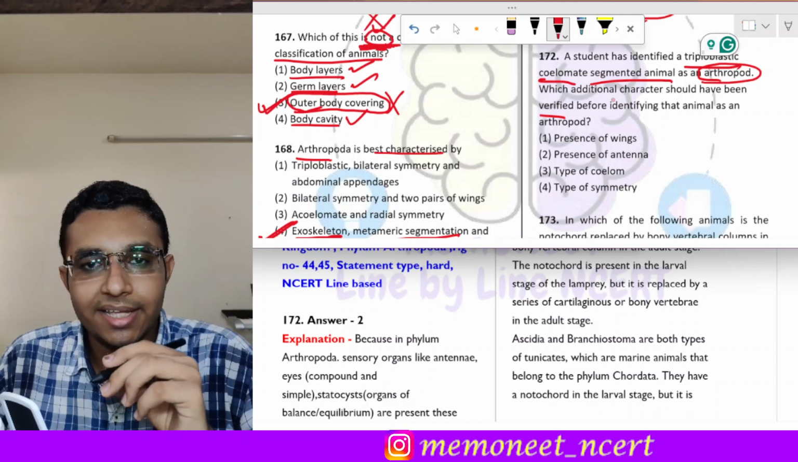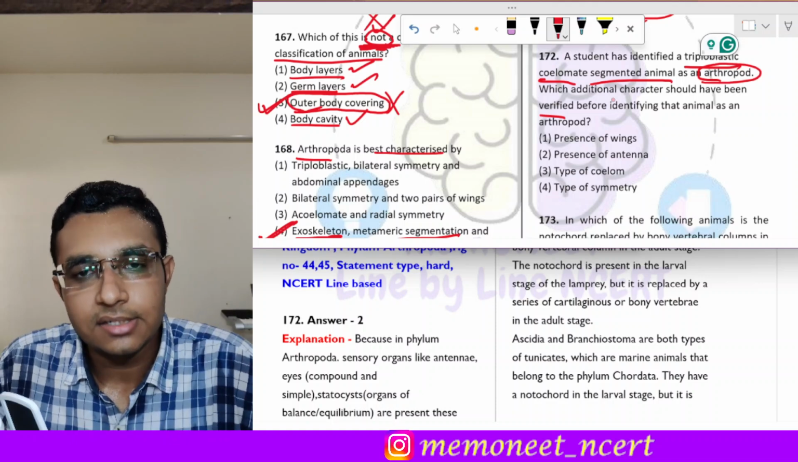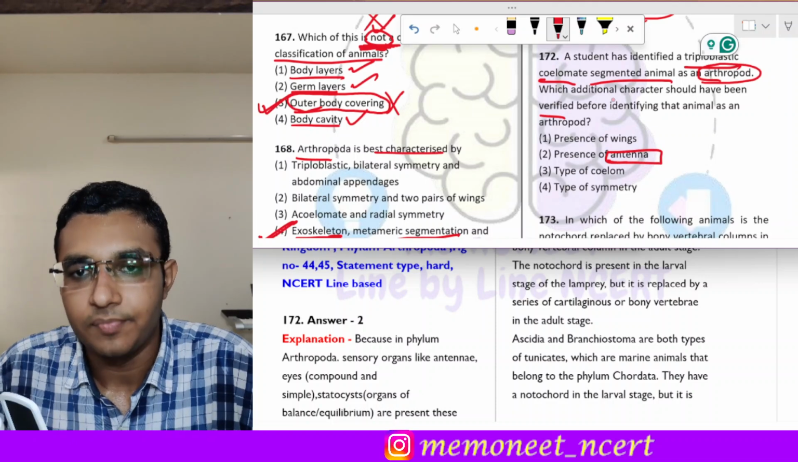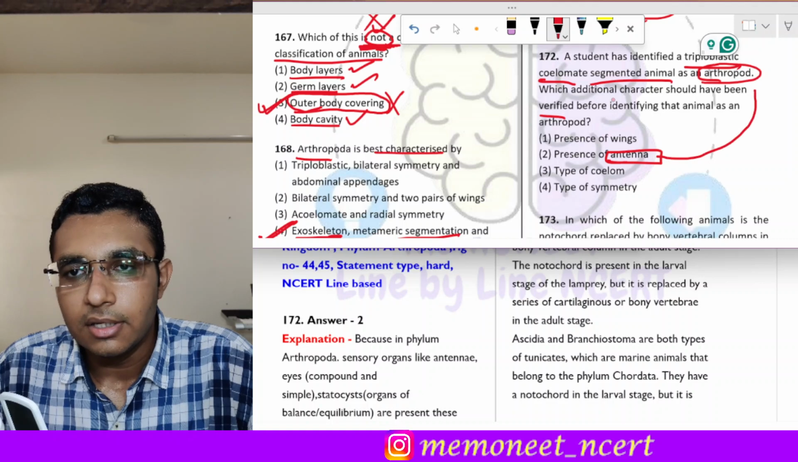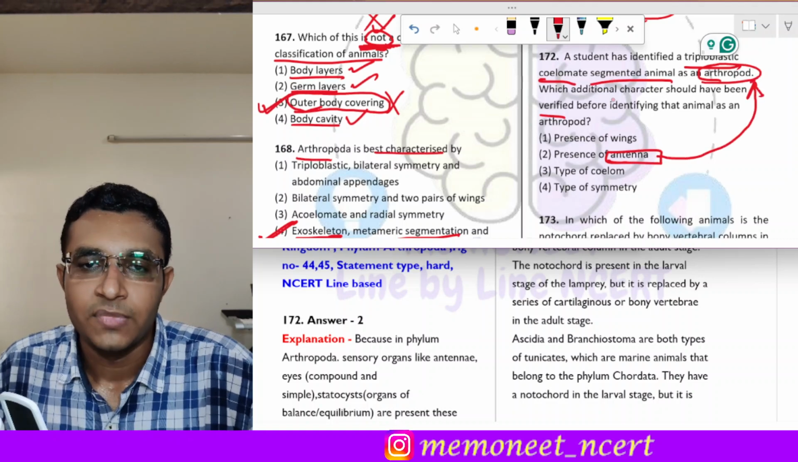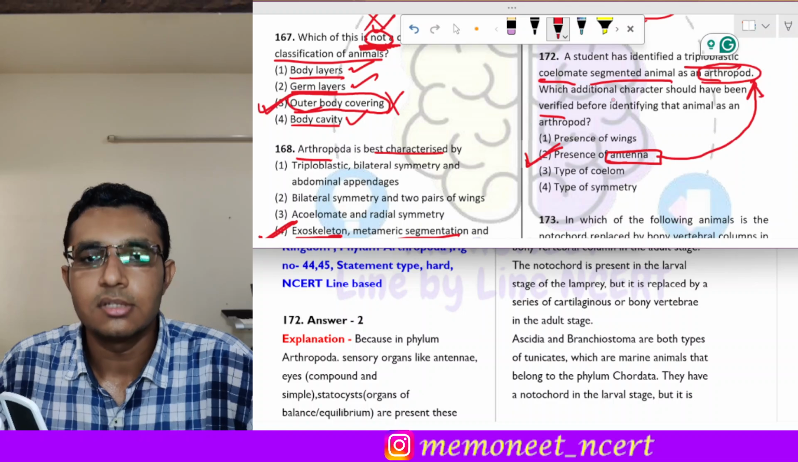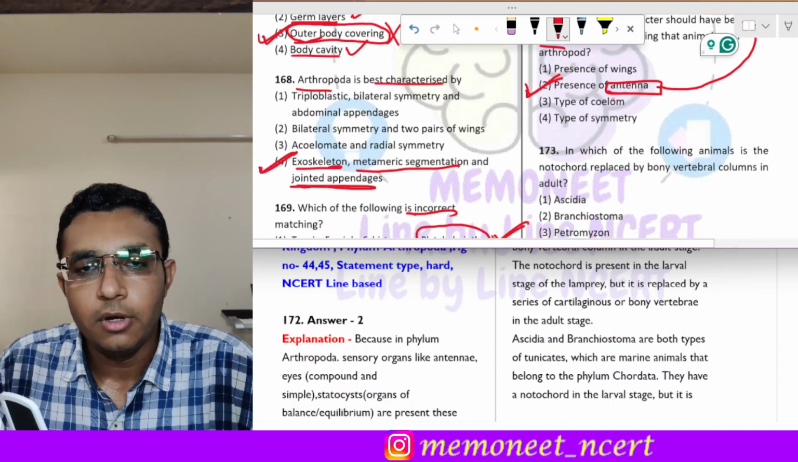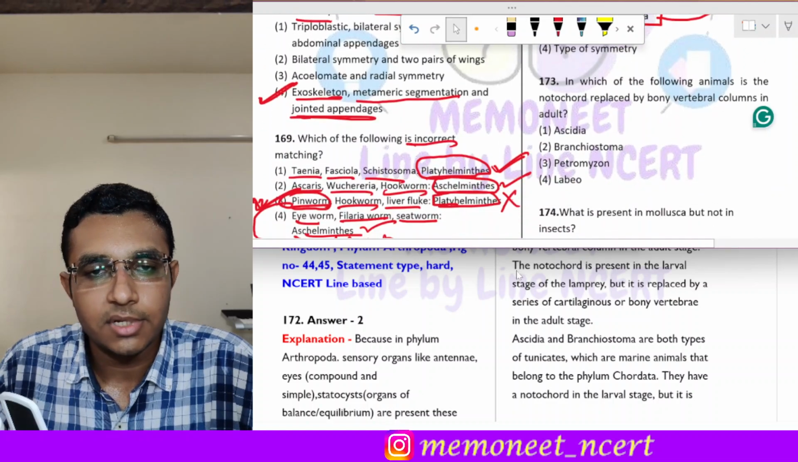And what is that characteristic? That characteristic is the presence of antenna. The presence of antenna confirms that this animal is an arthropod. So the correct answer of this question is option 2. Moving on to the next question, that is question number 173.